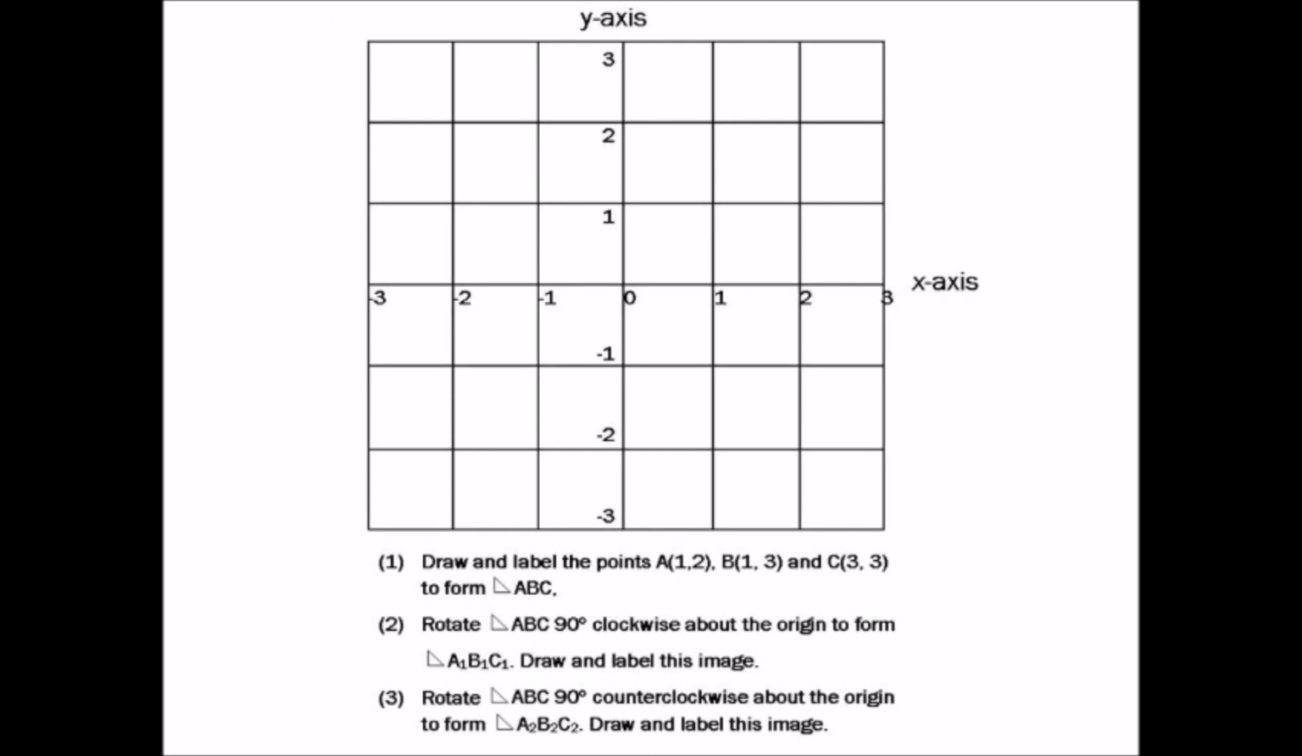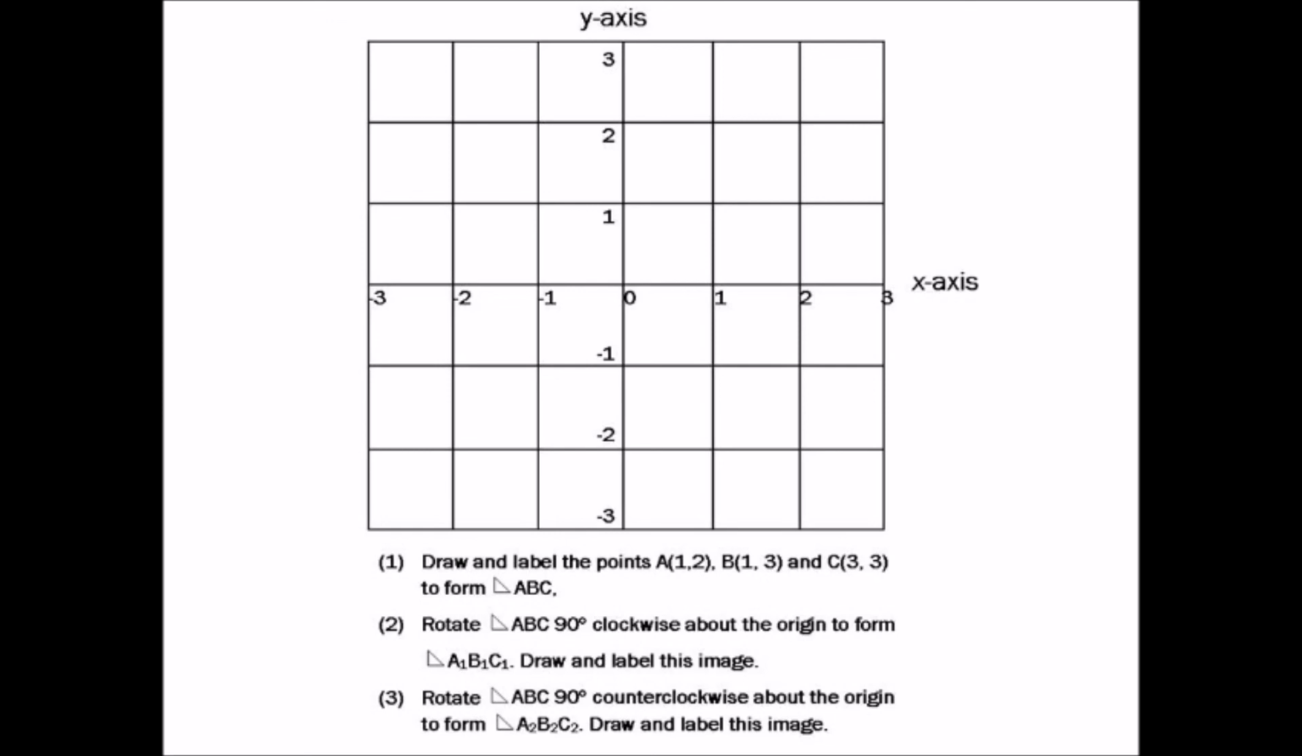Draw and label the points A (1, 2), B (1, 3), and C (3, 3) to form triangle ABC. 2. Rotate triangle ABC 90 degrees clockwise about the origin to form triangle A1, B1, C1. Draw and label this image. 3. Rotate triangle ABC 90 degrees counterclockwise about the origin to form triangle A2, B2, C2. Draw and label this image.